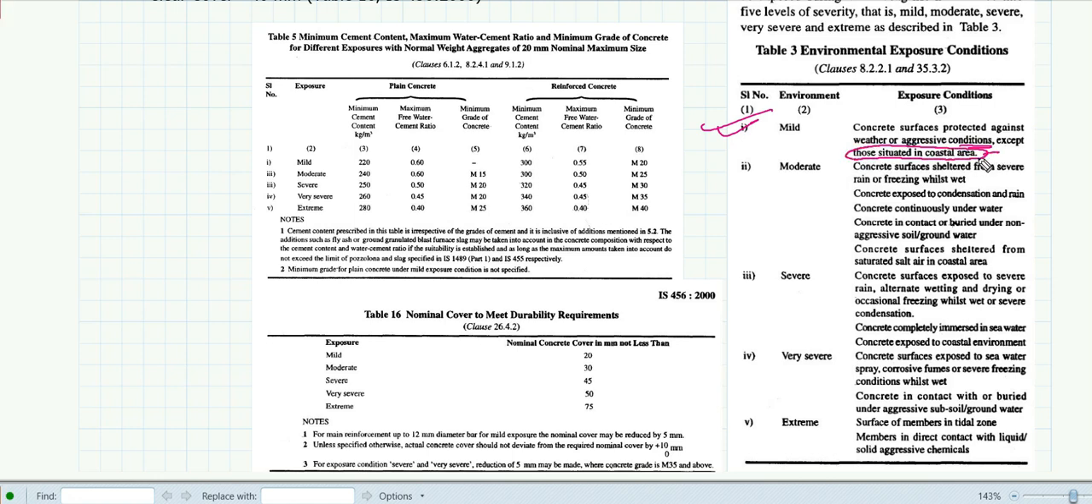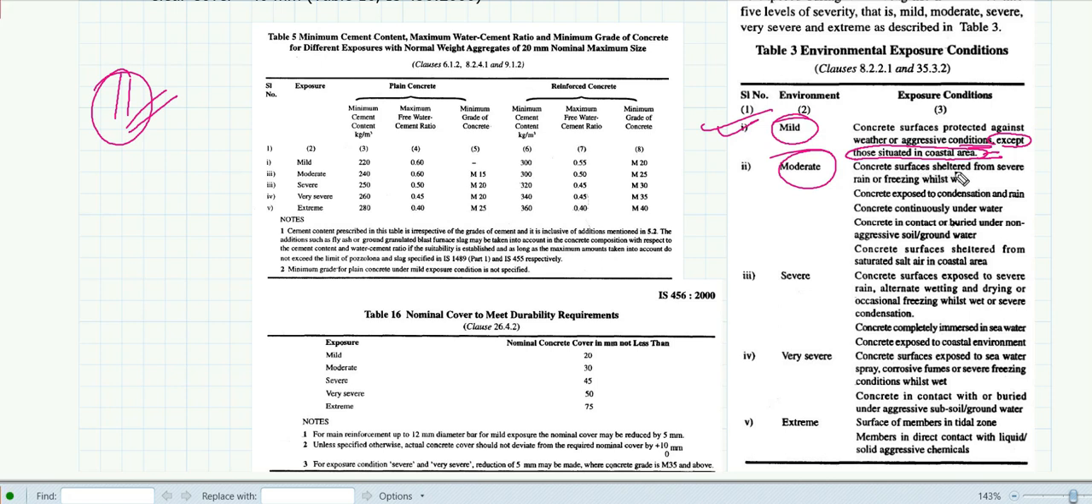So if it is not in a coastal area, and if it is protected against weather or aggressive conditions, suppose you are constructing in Assam, and the particular member is inside of a building, suppose a beam which is inside a building, not outside, and which is protected from sun, protected from wind, protected from rain, in that case you can consider that exposure condition to be very mild. Then moderate. So what are the conditions?